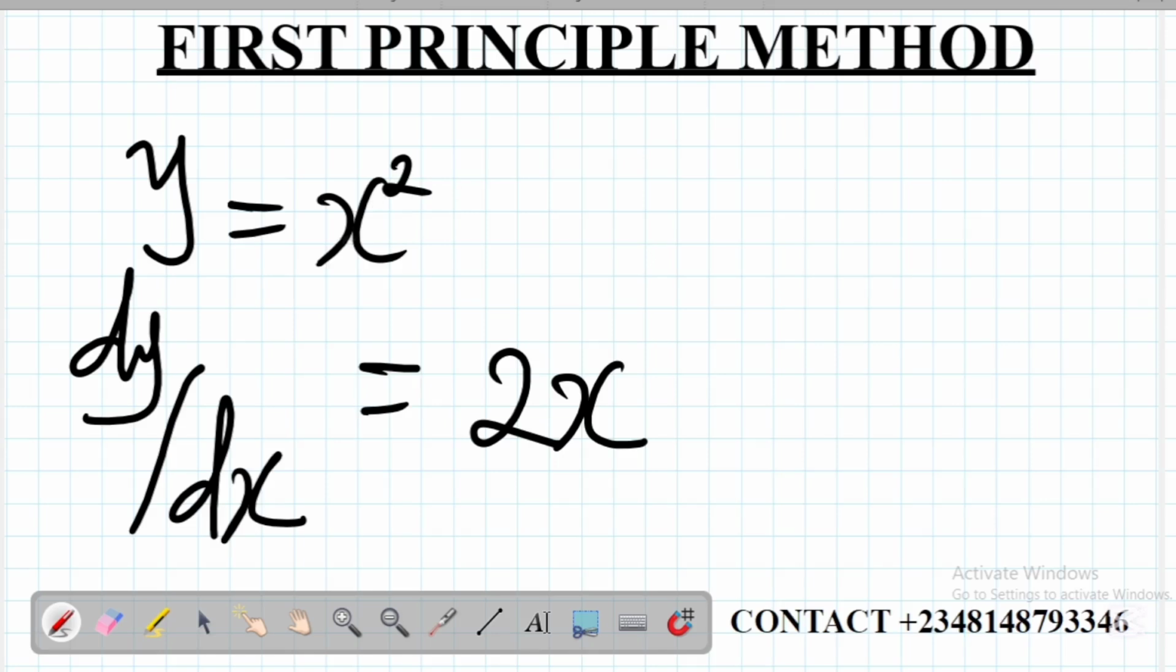So if you multiply x by 2, it will give you 2x. Then if you subtract 1 from 2, it will give you 1. So x raised to power 1 is the same thing as x, giving 2x. Now let's differentiate y using the first principle method. This is the general method.